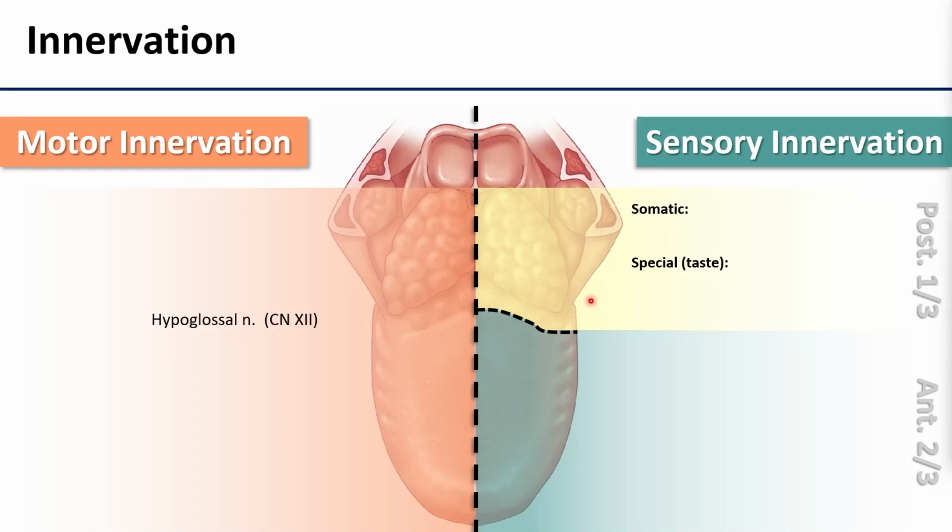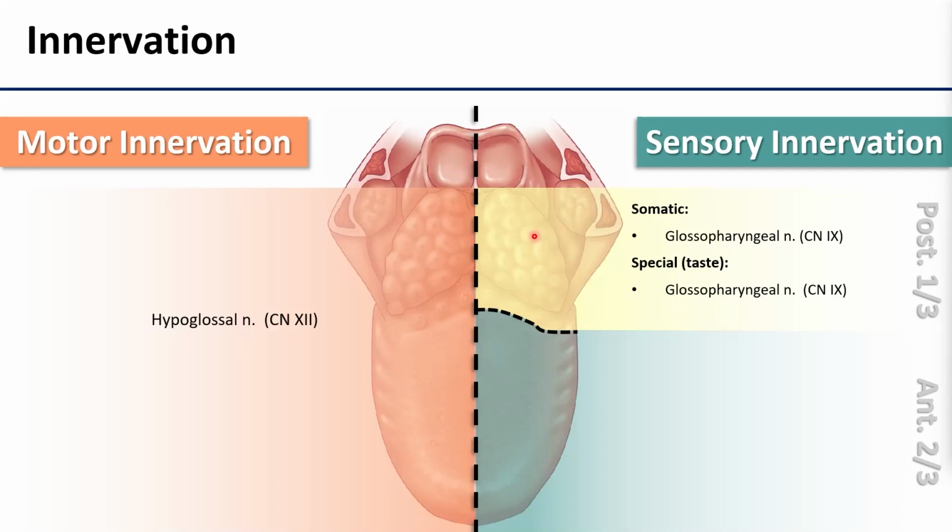Now, remember that this posterior part of the tongue sits in the oropharynx. The oropharynx receives somatic sensory innervation from the glossopharyngeal nerve. So the posterior tongue does as well. That glossopharyngeal nerve also carries some special sensory for this region.